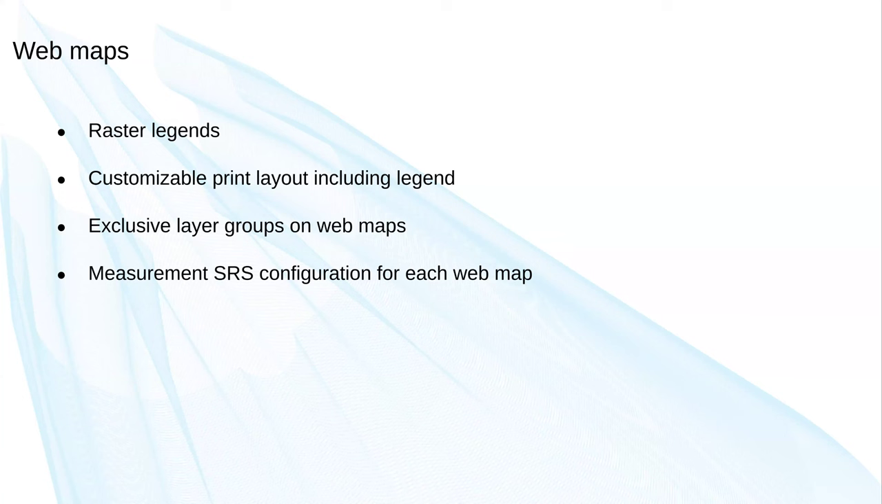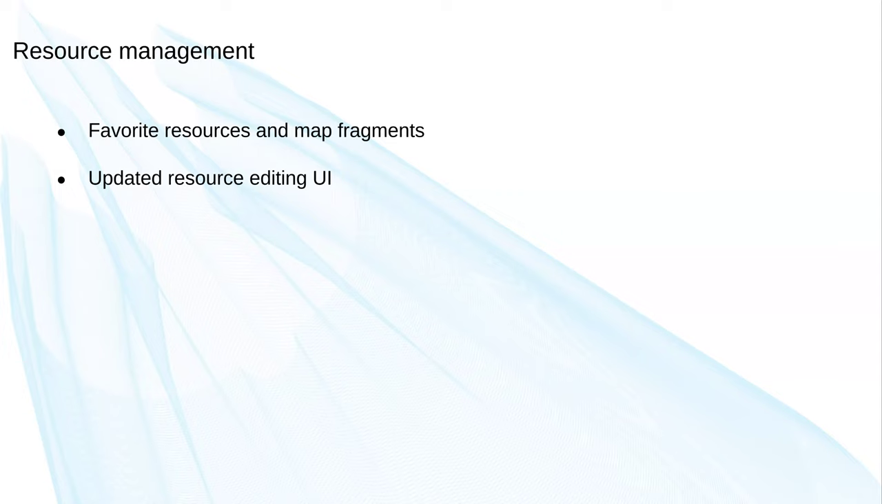The next one. So we made a lot of improvements in resource editing, which is, so resources are the core of our WebGIS. So everything is resources like web maps, layers. Let me show. So the first option is favorite resources. So let me show how it works.